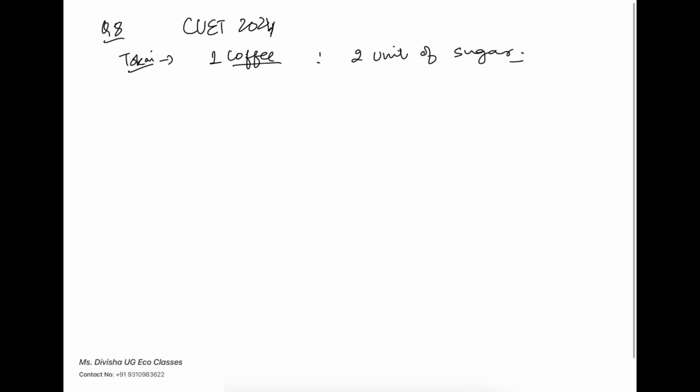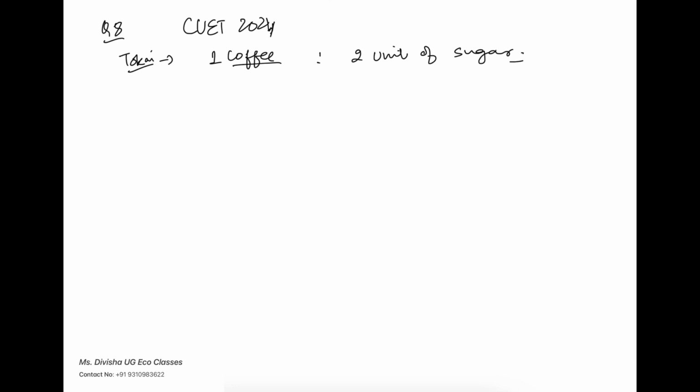Well, I'm going to discuss question number 8 from CUET 2024, where we are given that there is a person, Mr. Tokai. He prefers to consume coffee in a fixed proportion, right? So he's consuming coffee with 1 unit of coffee is consumed with 2 unit of sugar. That is what is given to us, right?